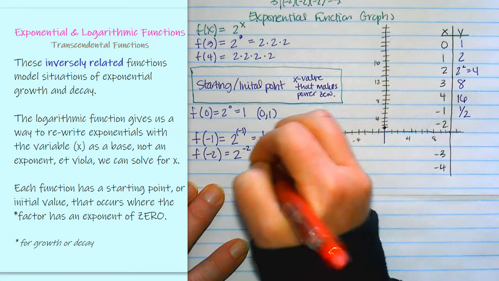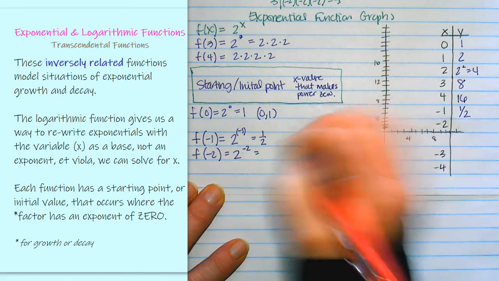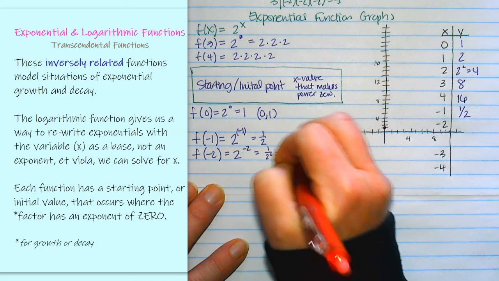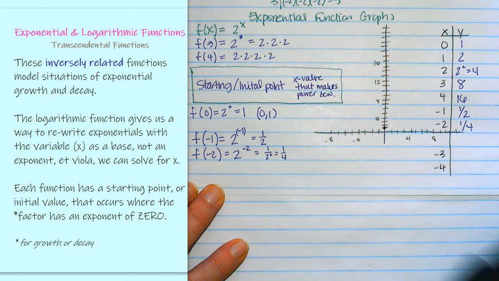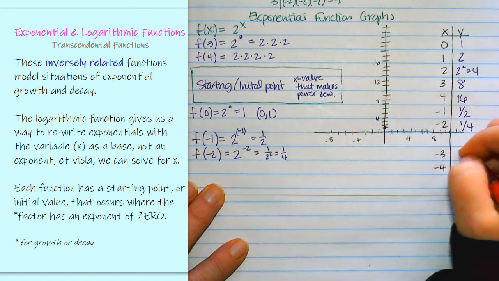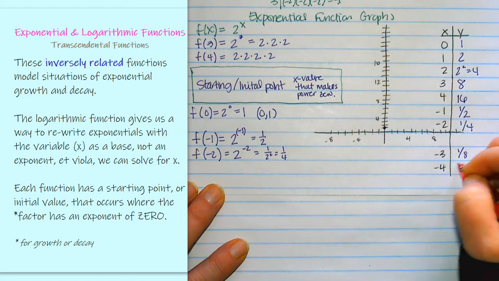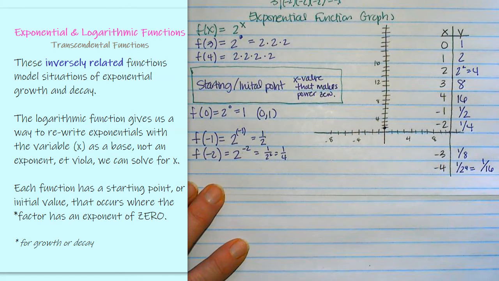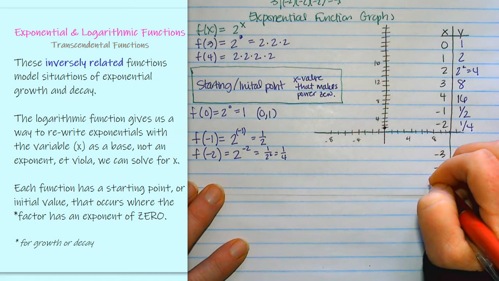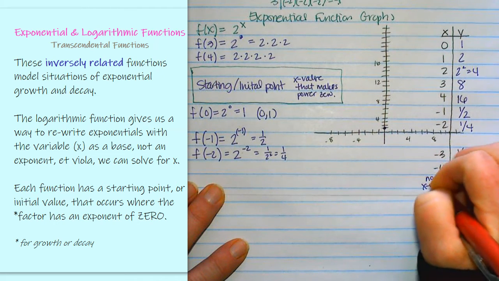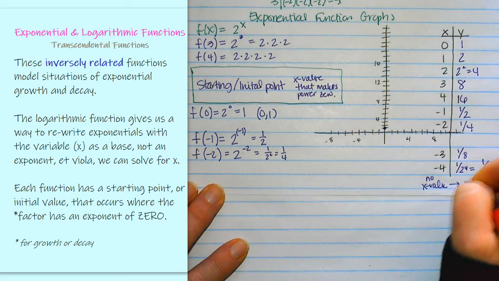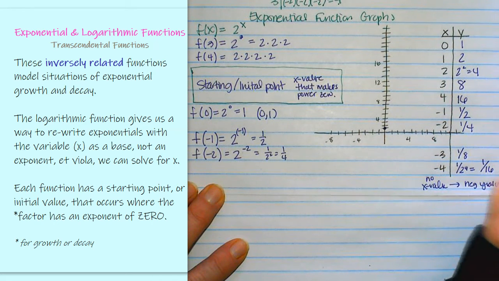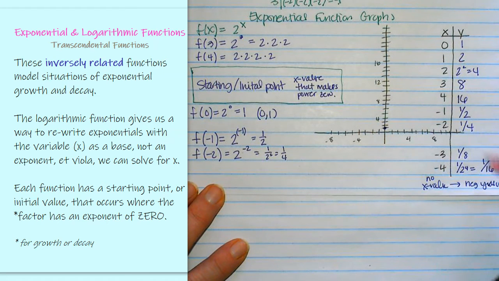So when I go and look at other powers that are negative, I'm going to have 2 to the negative 2. The negative means put 2 squared in the denominator. So that's 1/4. It's an even smaller number. Negative 3 is going to have the same power as 3, but it'll be in the denominator. So 1/8. And negative 4 will be 1 over 2 to the 4th, which is 1/16. So the numbers get smaller and smaller. There is no negative number. There's no x value that can make them negative. All of these answers will be positive.